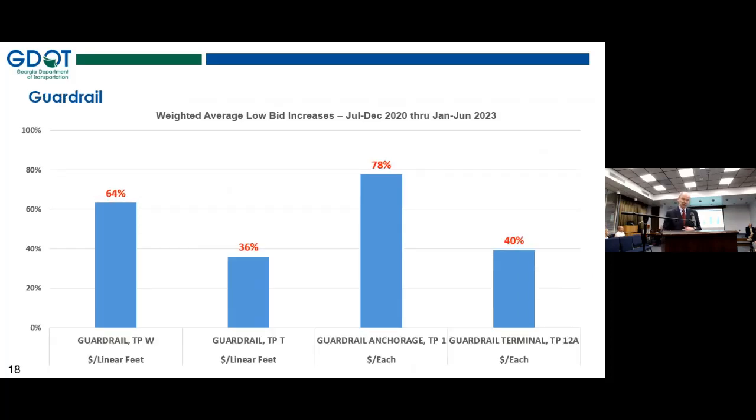The last slide on weighted average low bid increases is for guardrail. On the far left, we have type W, which we commonly call W-beam. When you see a section of guardrail along a roadway, the W-beam is the predominant part of that section of guardrail. The next column, type T, which is T-beam, is used for a transition from the W-beam to something like a bridge barrier. And the last two columns are our most frequently used end treatments on each end of the guardrail.